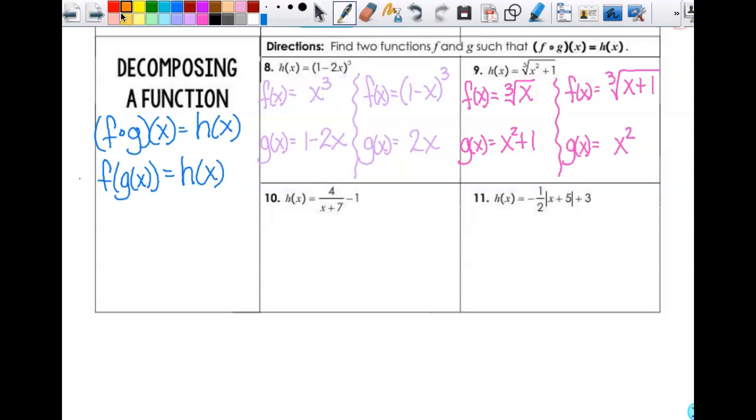All right, number 10. I want you to try and come up with at least 1. Try to come up with 2 different ones. I'll give you a minute to do that.